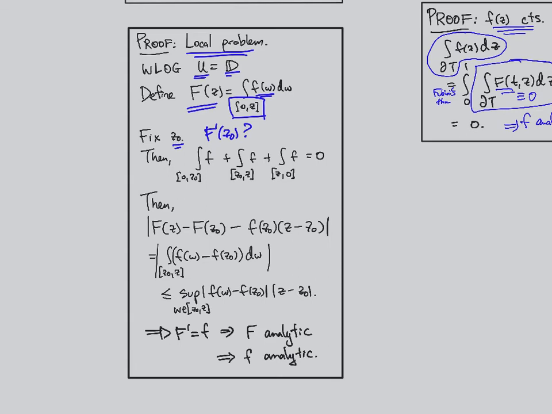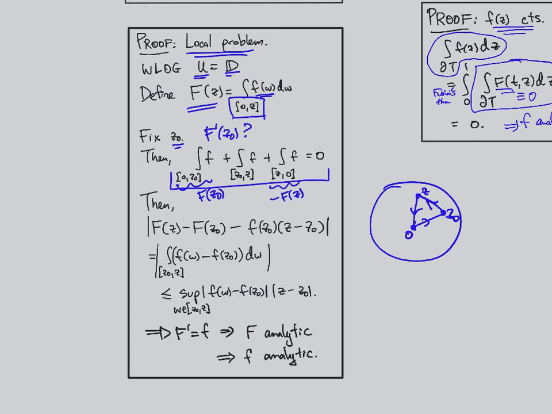Now our hypothesis is that the integral on these triangles is 0. So the triangle going from 0 to z naught, and then z naught to z, and then z back to 0, the integral along that will give me 0. But this first part here is F of z naught. This part is negative F of z. And so we get that F of z minus F of z naught, and we're trying to compare that to little f of z naught times this difference to show that this derivative is little f at z naught.